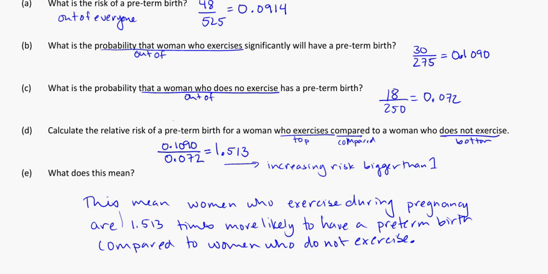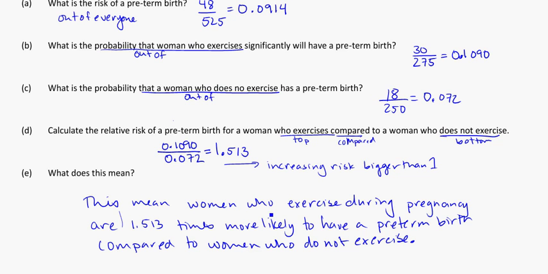So when you write out your statement interpreting it, you really want to be specific. Here I need to talk about who I'm comparing: women who exercise compared to women who do not exercise. And I'm being clear about whether that is 1.513 times more likely or less likely. In this case it is bigger than 1, so it's going to be more likely. So we've got that information.